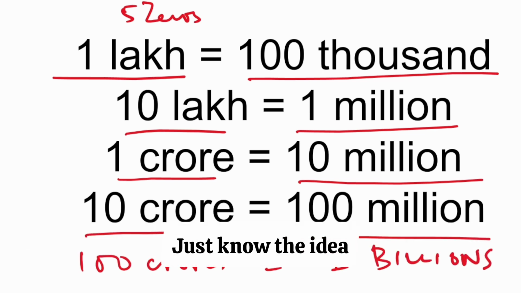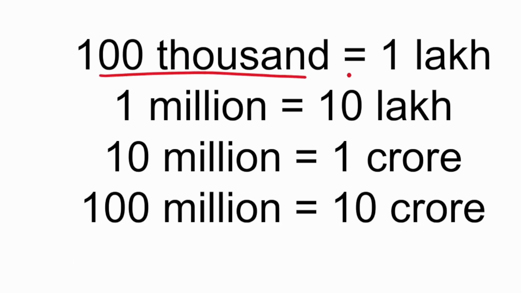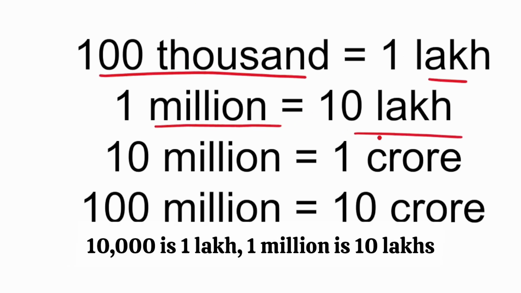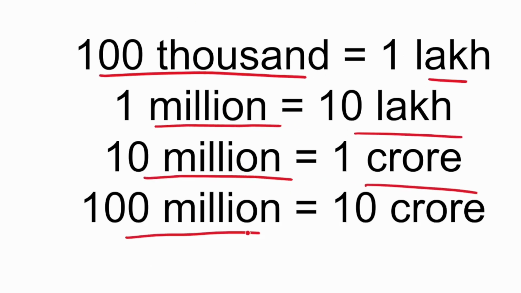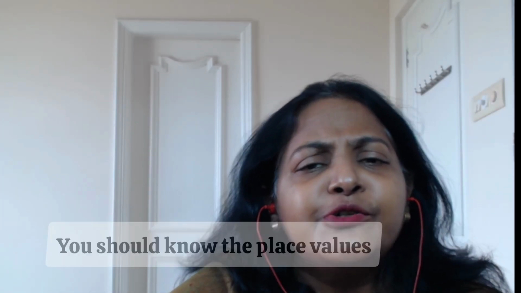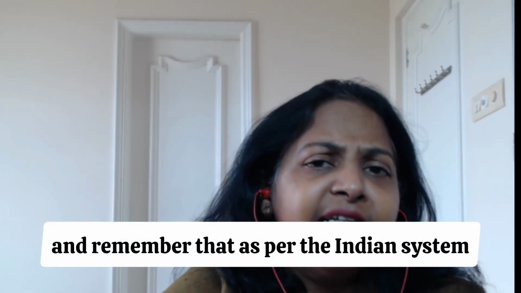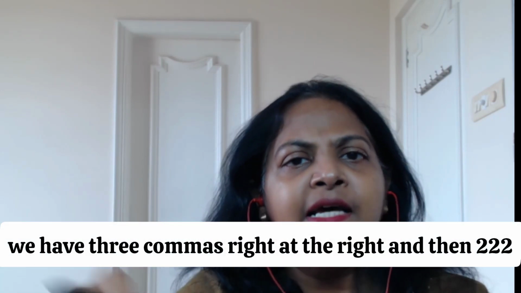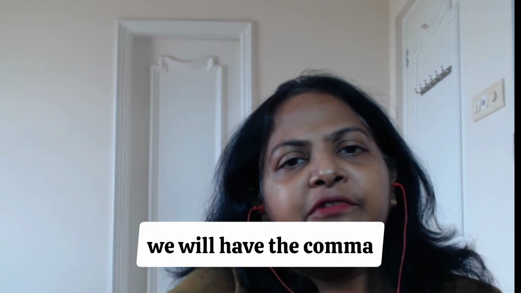Just know the idea. Similarly, I've just written it opposite. 10,000 is 1 lakh, 1 million is 10 lakhs, 10 millions is 1 crore, 100 millions is 10 crores. So if it's easy for you, you can just learn it up or you can just practice. You should know the place values. And remember that as per the Indian system, we have 3 digits at the right and then 2, 2, 2. After every 2 places, we will have the comma.